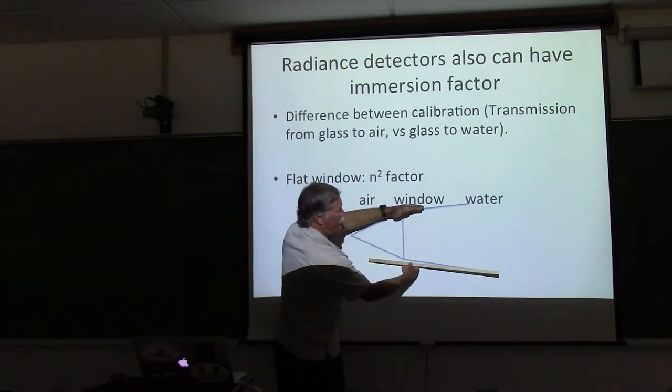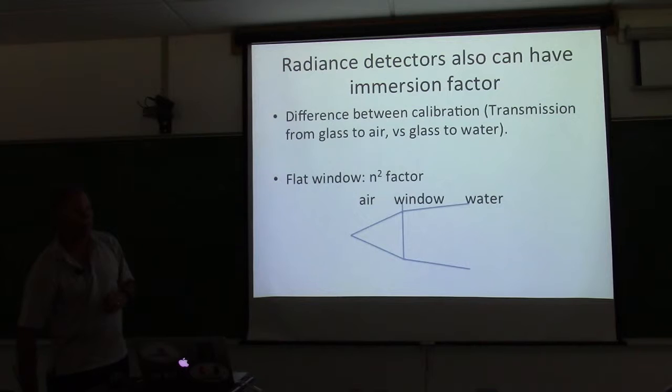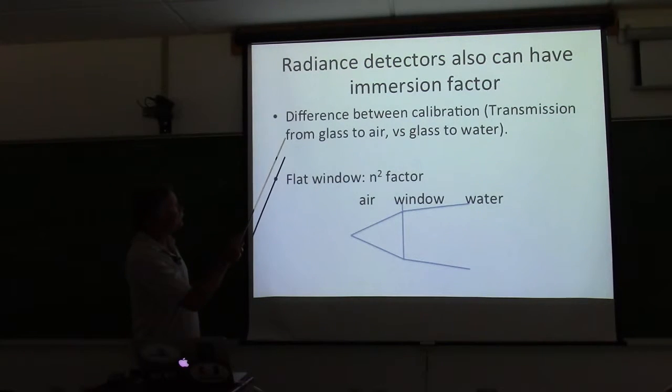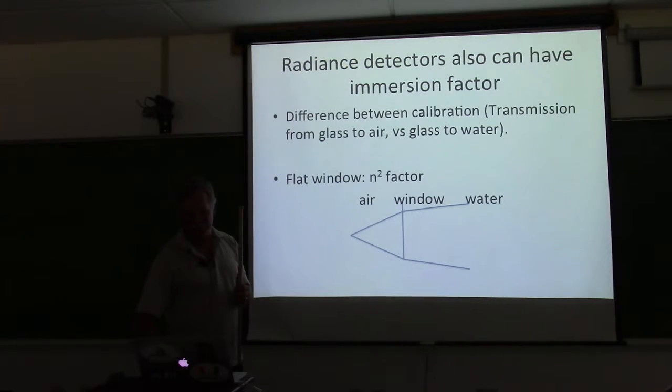Between in air and in water, there's this n squared correction that you have for that. So there's an immersion factor in the checkoff boxes for the radiance detectors that you're going to be playing with during the radiometry lab.